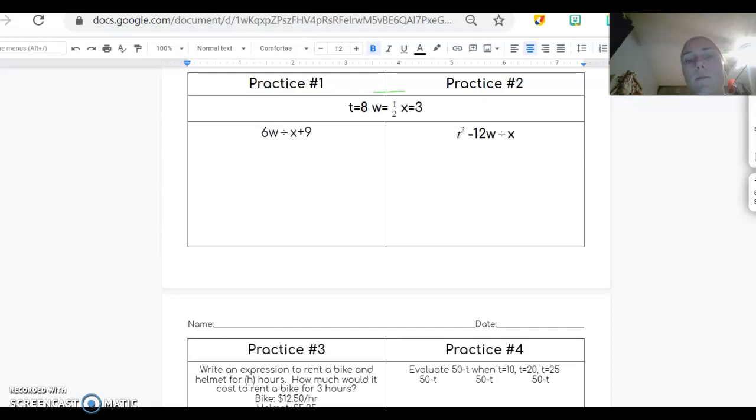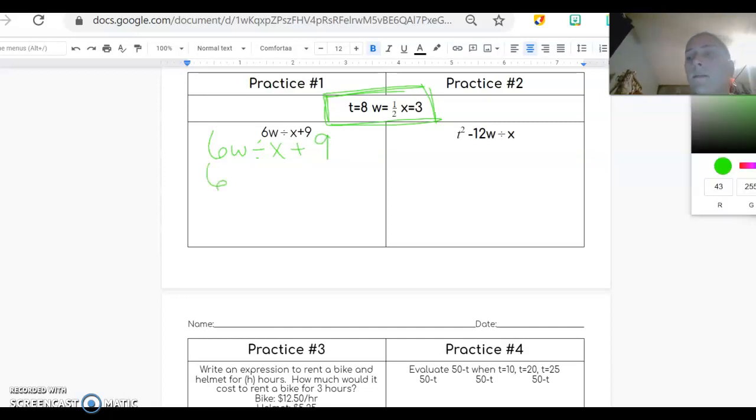So these are my known values that I'm being given, and I have 2 different expressions that I need to solve with these values. So my first one, practice number 1, is 6w divided by x plus 9. Okay? So I'm going to rewrite it because we always rewrite our original expression first. Okay? I know that w is 1/2.